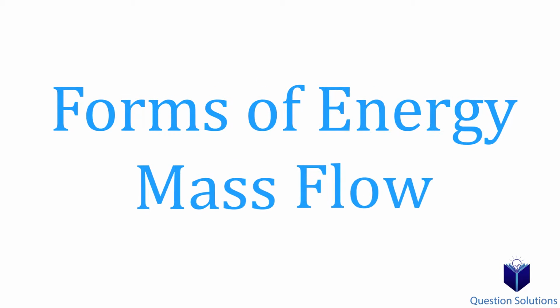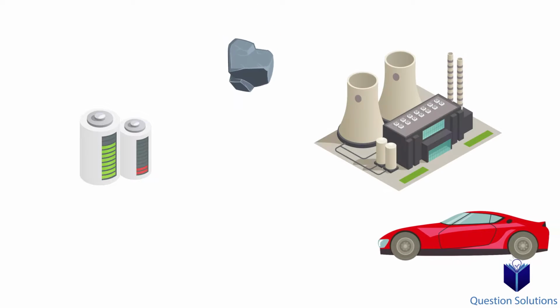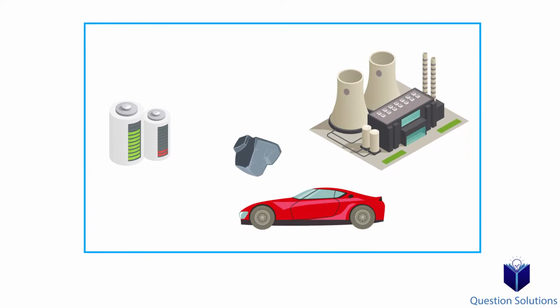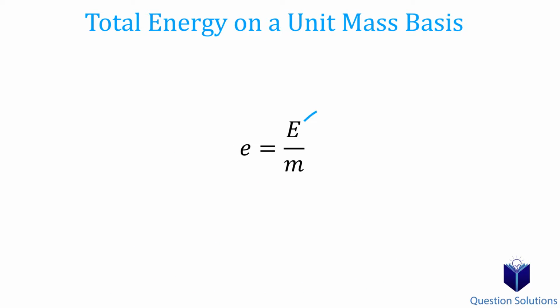You probably know many different types of energy. For example, kinetic, potential, electric, nuclear, and more. If we take all of these types of energy in a system, the sum of that is called total energy, and it's represented with a capital letter E. If we were to represent this on a unit mass basis, then we use a simple letter e and we can write it like this.